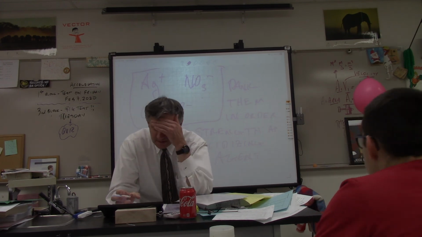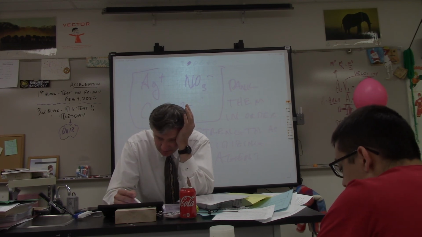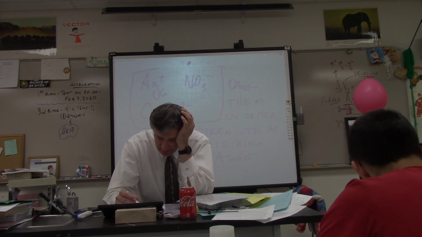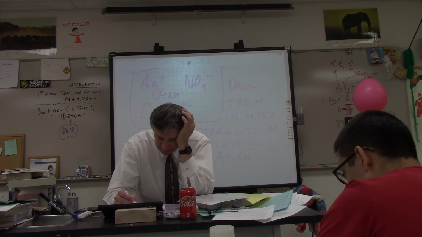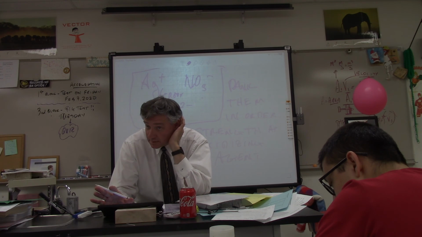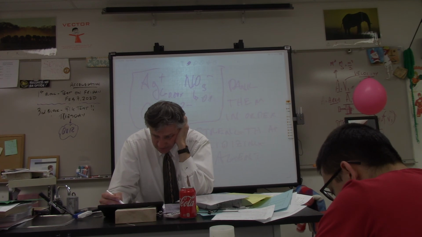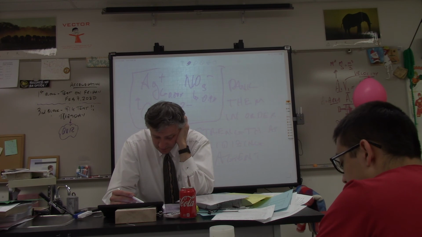So what's the E naught value for silver? 0.80. Everybody cool with how we got that number? Now, what about the nitrate? 0.96. And then what's that dichromate one? 1.33.